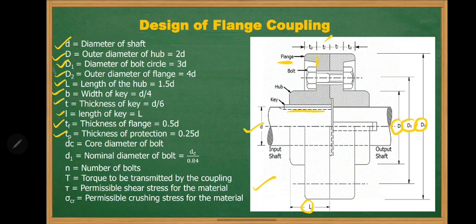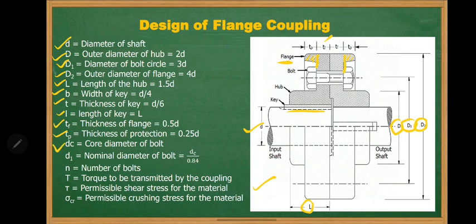This figure shows the flange coupling with protection. So this is also known as protected type flange coupling. It is similar to the flange coupling. The difference between these two couplings is that in protected type flange coupling, this portion Tp is an extra part. So this is the extended portion Tp. When you are going to design only flange coupling, this part is removed.